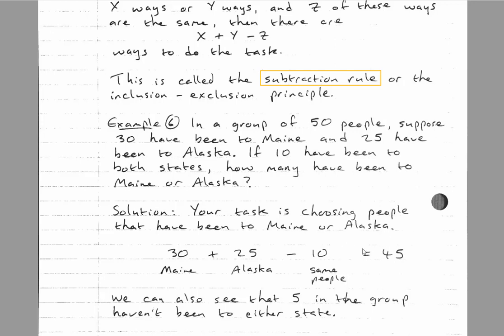Okay, we also saw a nice way to picture this is using Venn diagrams. So the rectangle has 50 people, but that breaks into sections. There'll be 10 in the overlap, 20 people who went to Maine and didn't go to Alaska, 15 people that went to Alaska and didn't go to Maine. Okay, so draw a Venn diagram.